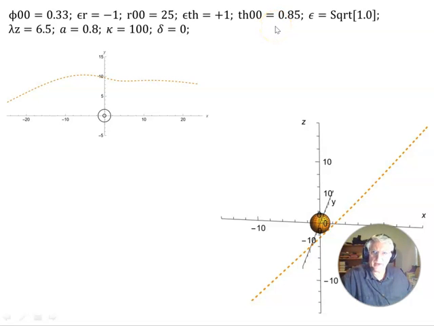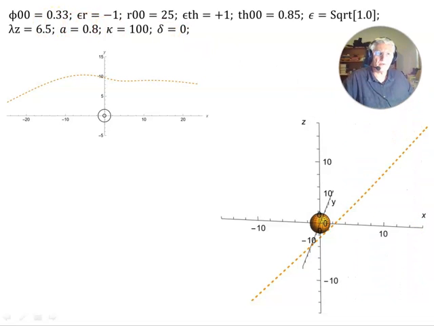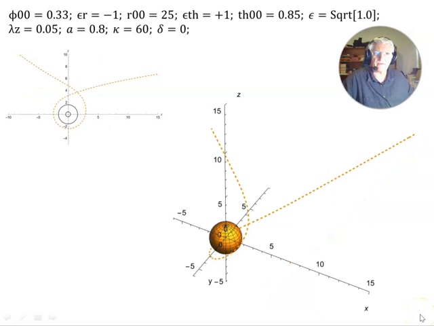The only things we're going to vary are the angular momentum, kappa, sometimes the spin, and the energy parameter. Everything else will be constant. So here's an example of a flyby orbit, for these values, using the notebook. And let's have a look now at some other examples just briefly.